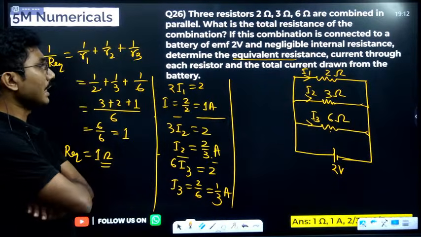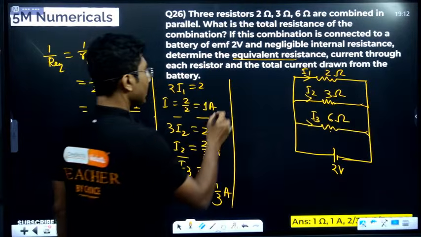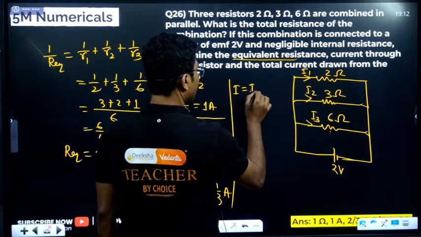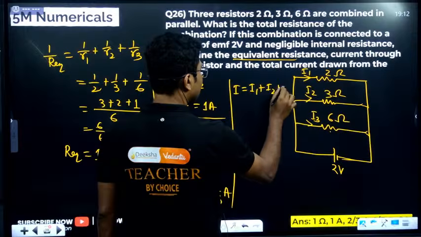Next is the total current drawn from the battery. Total current drawn from the battery is I1 plus I2 plus I3.